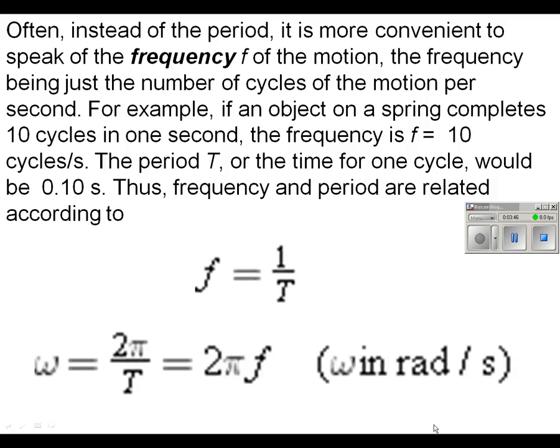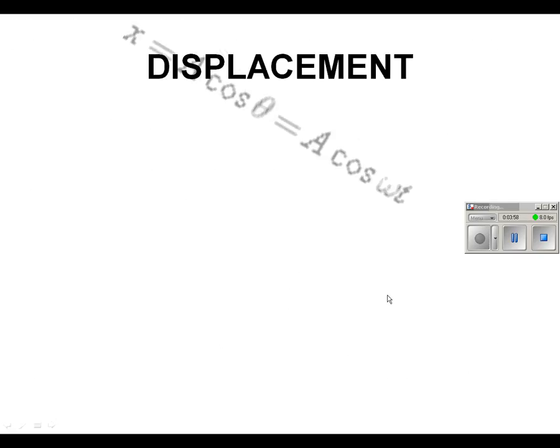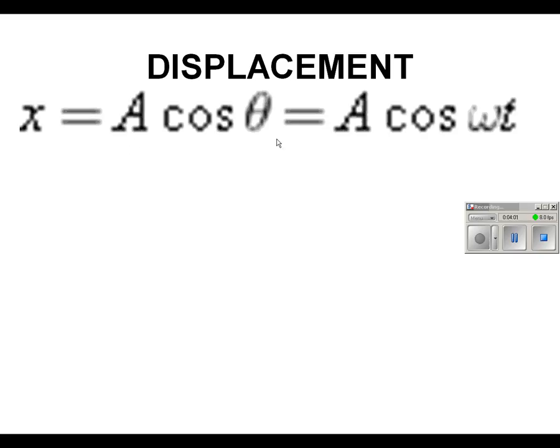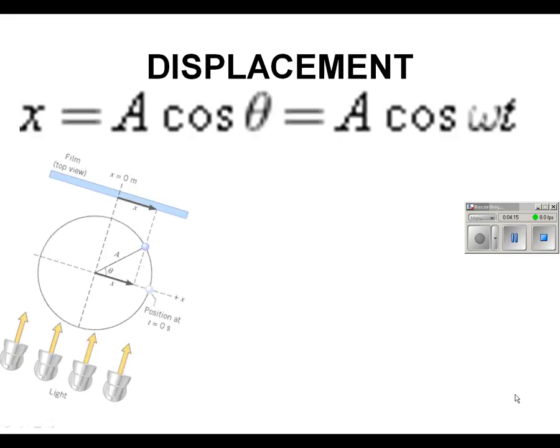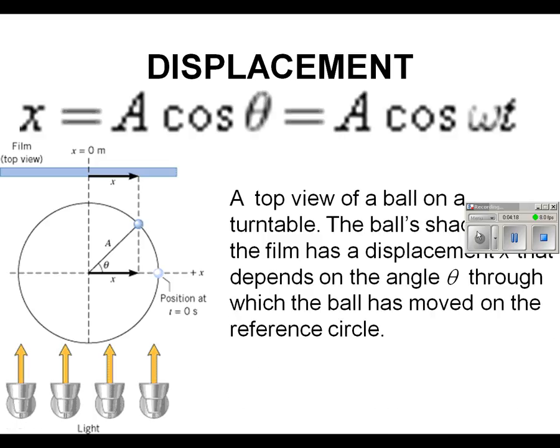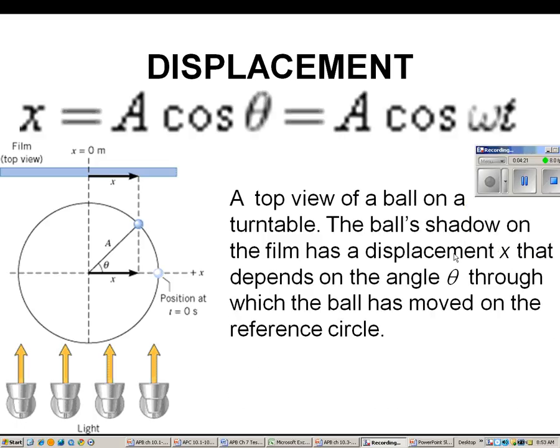So there's two types of frequencies that we have to deal with. Angular frequency, which is in radians per second, and then there's frequency, which is in cycles per second, oscillations per second, or you can call it hertz as well, vibrations per second, but typically it's called hertz. An equation for displacement is this, x equals A cosine theta, where theta can be written as omega times t. We saw in the previous problem that omega equals theta over t, so you just substitute in. And the maximum value that x can be is A. So we have here a top view of a ball on a turntable. The ball's shadow on the film has a displacement x that depends on the angle theta through which the ball has moved on the reference circle.